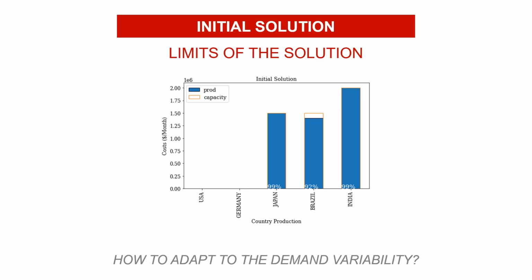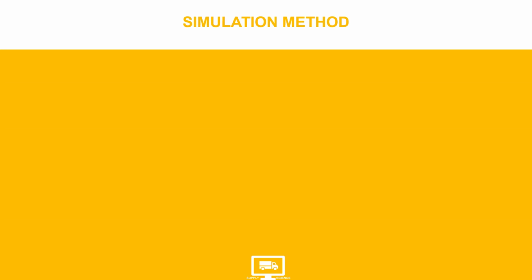But are we considering the demand variability? Indeed, is our solution robust in case we have plus or minus 5% of volumes on some market? What we see in this chart is that the current footprint is close to its maximum capacity, and it's hard to see robustness in our solution. Therefore, we'll explore another method to improve the solution.